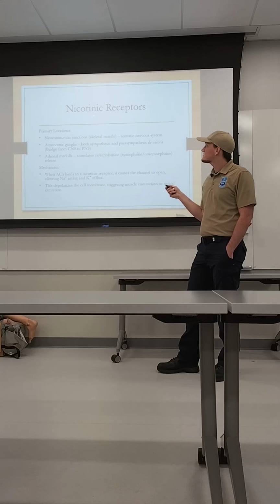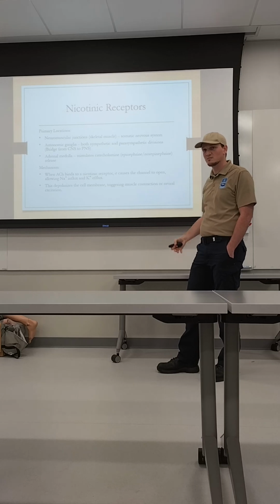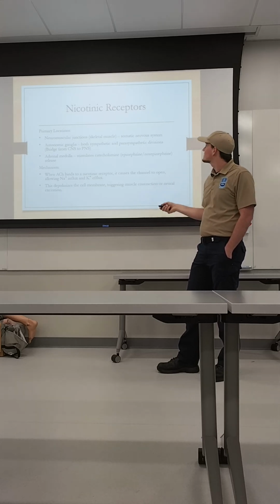So our N receptors here, those are going to be found in the neuromuscular junctions and the autonomic ganglia. So the autonomic ganglia is really the bridge between the central nervous system and the peripheral nervous system. It's kind of like the gateway where everything goes. And it's also going to be in your adrenal medulla. So it's going to stimulate the release of epinephrine and norepinephrine, which are vasoconstrictors.